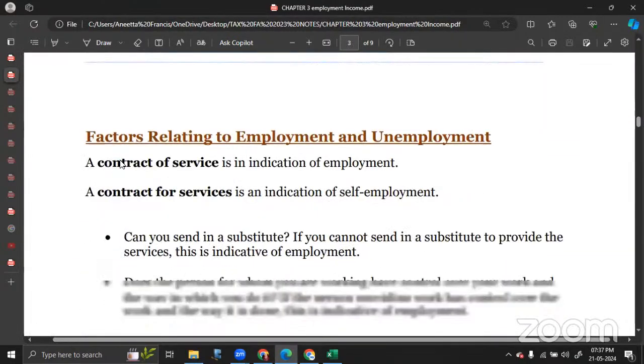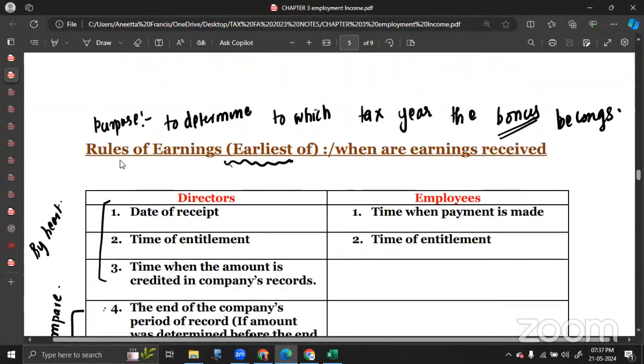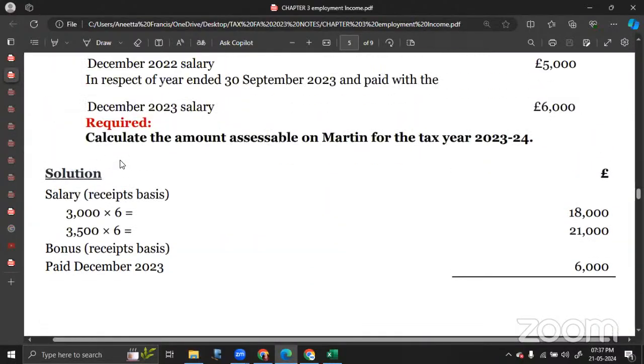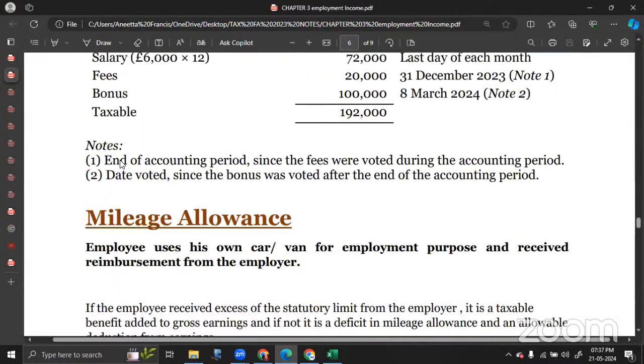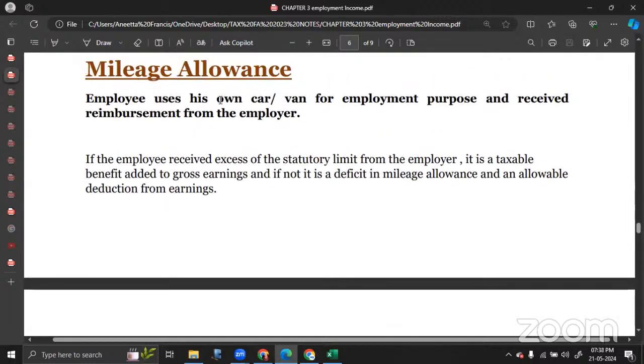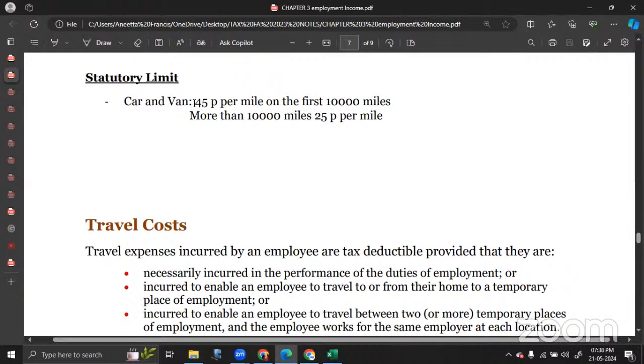For the first 10,000 miles, deduct 45 pence, and for the remaining miles it is 25 pence. So in this example, if you notice, the employee uses his or her own car or van for employment purposes and receives reimbursement from the employer. Keep in mind, for the first 10,000 miles, it is 45 pence, and for the remaining miles, it is 25 pence. Just make sure that all the miles traveled are for business purposes.